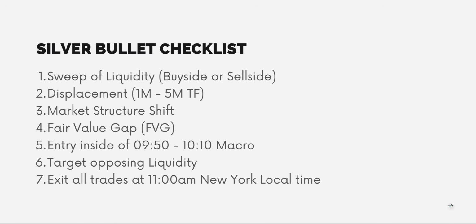This is the silver bullet checklist. So number one, we are waiting for a sweep of liquidity, either buy side liquidity or sell side liquidity. Once we get a sweep of liquidity, the second thing on our list is a clear displacement. Now, this can occur anywhere from the 1 minute time frame to the 5 minute time frame. It can also happen on the 15-minute time frame.